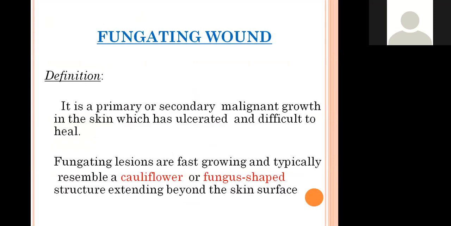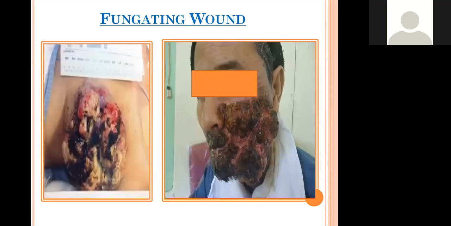So this fungating wound, it is a primary or secondary malignant growth in the skin which has ulcerated and is difficult to heal. And these fungating lesions are fast growing and typically resemble a cauliflower or fungus-shaped structure extending beyond the skin surface. So this is the image of a patient who has a malignant fungating wound.